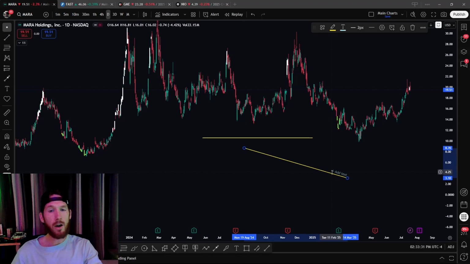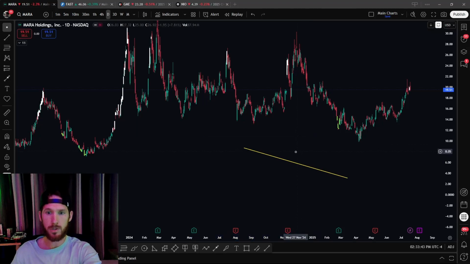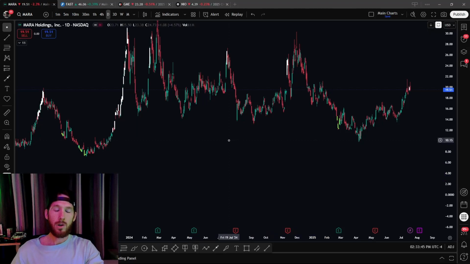Now, how can we use support and resistance trend lines? Well, we can use them to help identify trade entries and exits or trade setups on a chart. So let's get into it. Let me show you a couple of examples here. I'm going to go over 2 pivot trend lines, 3 pivot trend lines, 4 and more pivot trend lines.